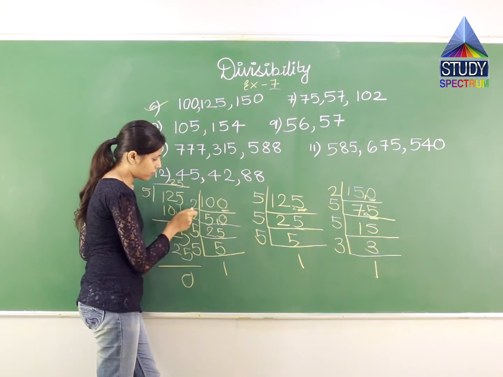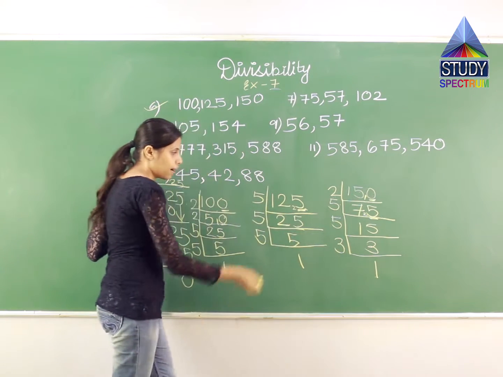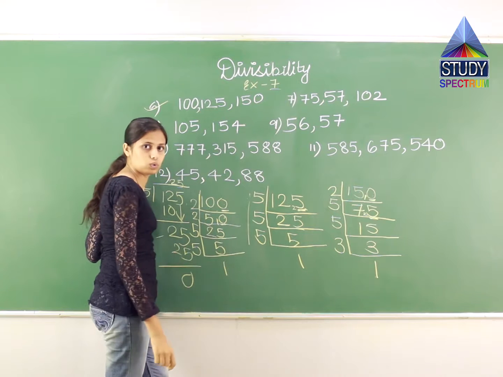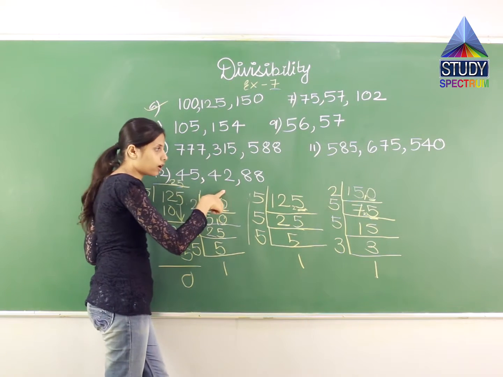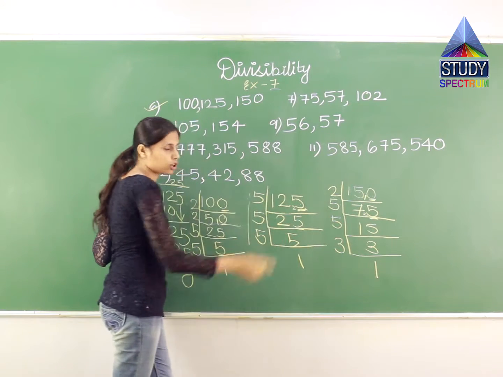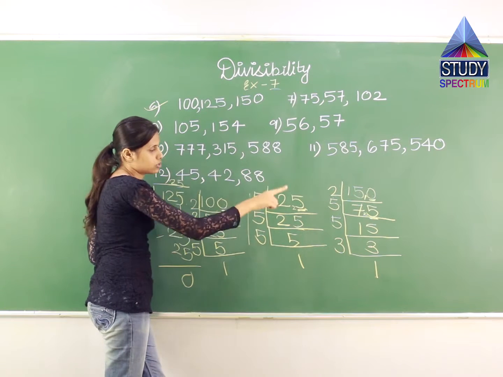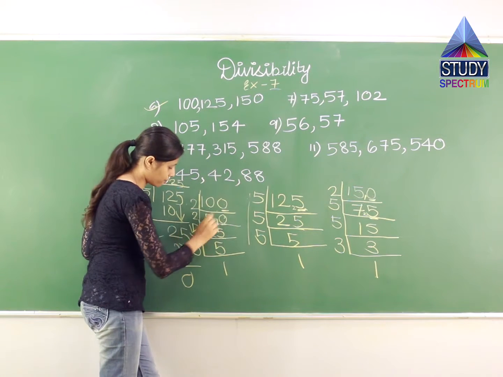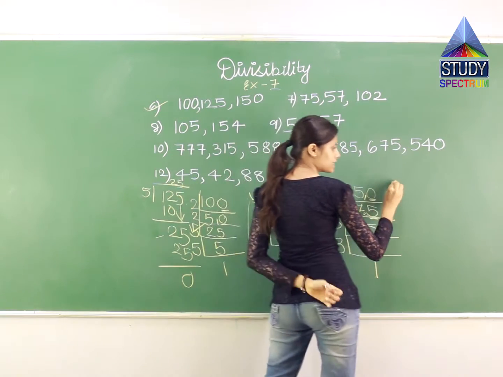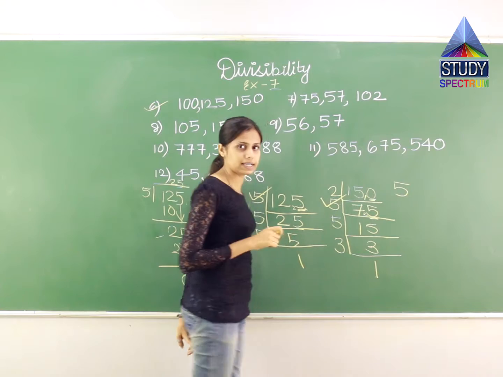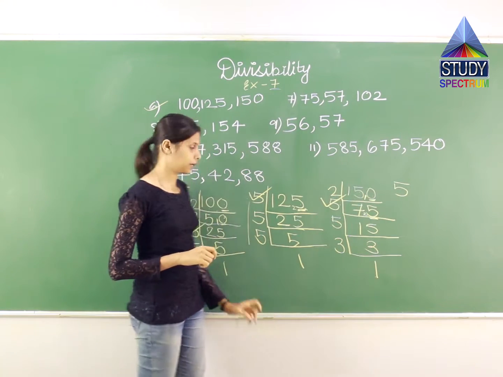In 100 I have the factor 2. In 150 also I have the factor 2. But in 125 I don't have the factor 2. So 2 cannot be a common factor because it is a common factor for 100 and 150 only. It is not a common factor for 125. Again 2. It is not possible. 5. I have 5 over here. I have 5 over here. I have 5 over here. So I can say that yes, 5 is a common factor. It is there in all the 3 numbers, that is 100, 125 and 150.